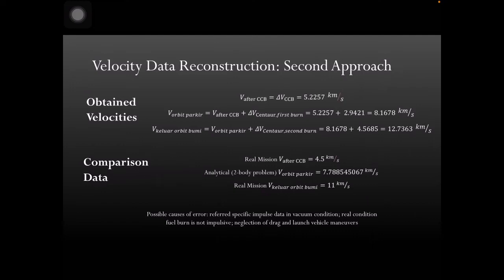A margin is obtained between the values from Tsiolkovsky's rocket equation and the comparison data, which can be caused by the specific impulse using the vacuum condition, which may not represent the actual condition. Also, the burn is not impulsive and has a window of time. Then the neglect of drag and maneuvers will directly or indirectly result in more thrust that will increase the velocity of the launch vehicle, which explains why the analytical data velocities have higher values.